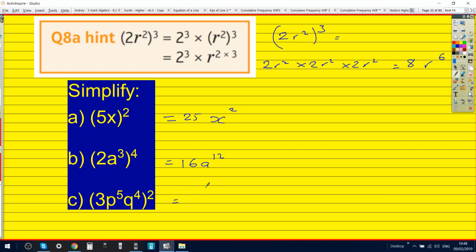Bottom. So would it be 9 to the power of p q? Would it be 3p to the power of 10 and q to the power of 8? Got it.